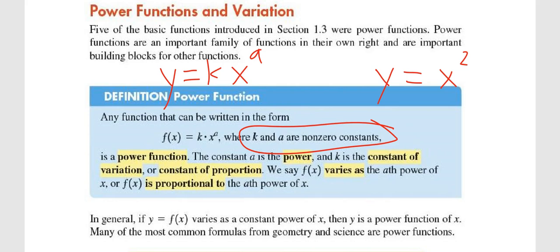I'm asking you to discuss this with your friends nearby. Unless you have no friends, then you should find some. Unless they moved away. You need to discuss with them whether you think y equals x squared fits that definition. If you do think it fits that definition, what do you think k and a are? If you don't think it fits, then tell me why not. Go.